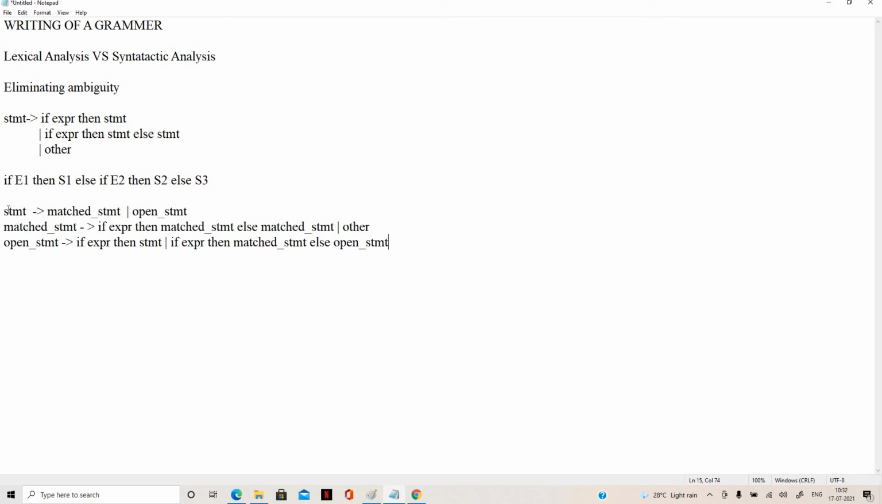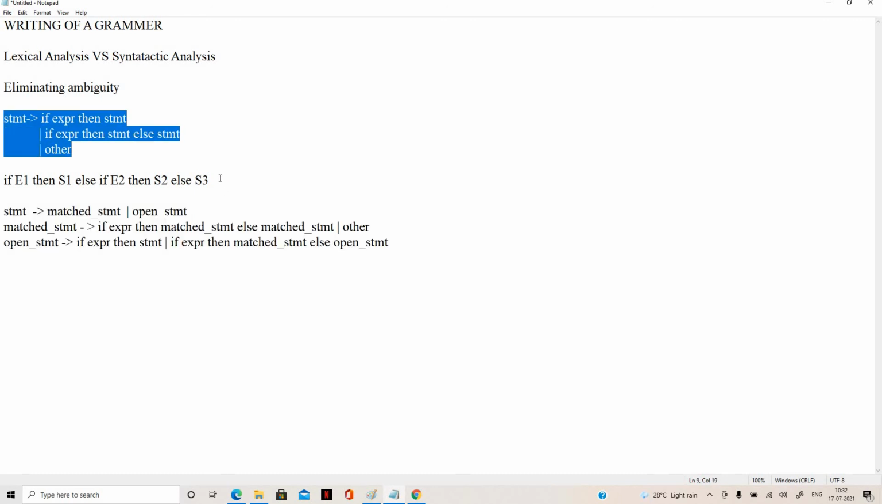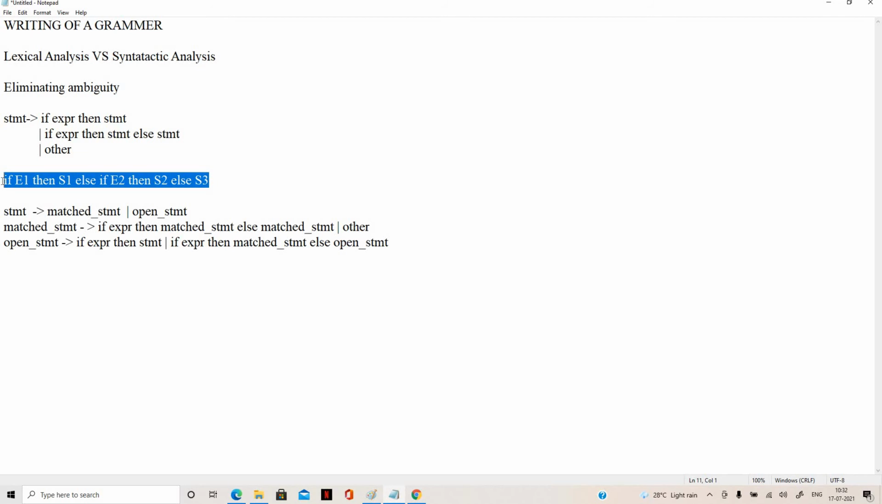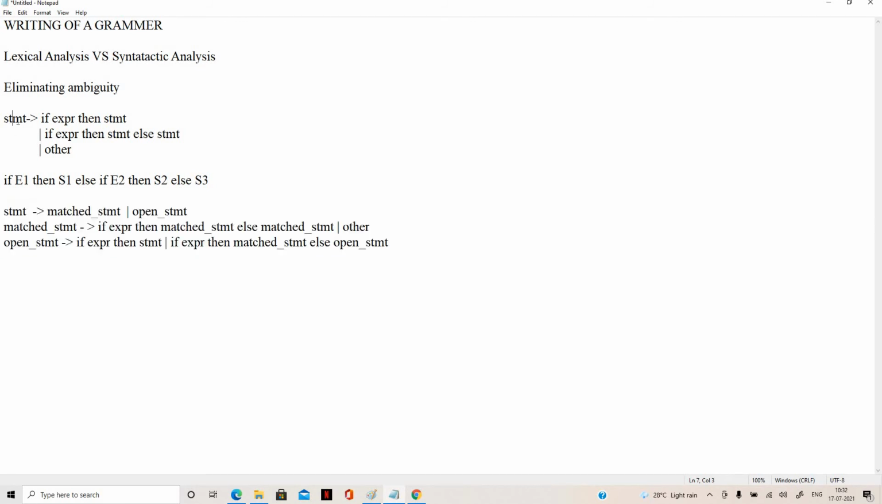So this is an alternative grammar for the given grammar, which we constructed for this statement: if E1 then S1, else if E2 then S2, else S3. For this statement we constructed a grammar, but it was ambiguous. Then we need to rewrite the grammar so that it is unambiguous. Once you rewrite it, it will be like this. When I define the statement, it may be a matched statement or an open statement. Earlier I mentioned only one kind of statement, but here I categorize it into two types, matched and open.